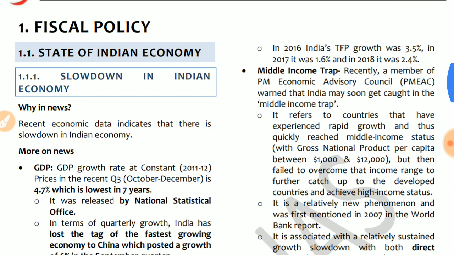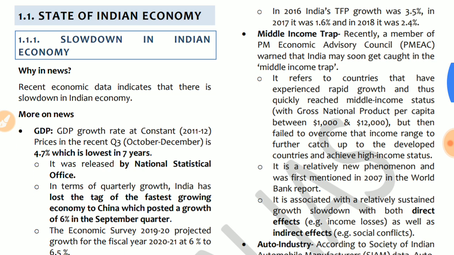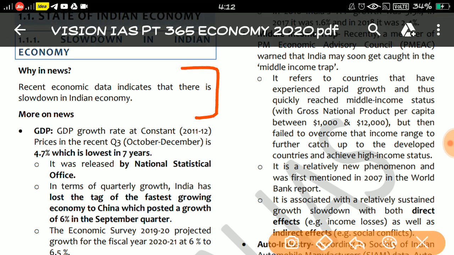Let's talk about the first important news article with respect to fiscal policy, which is the state of Indian economy. First of all, we have the slowdown in the Indian economy. Recently in the news, you must be knowing that we are growing at a very low rate. Economic data recently indicates that there is a slowdown. How can you know whether there is a slowdown or not? For understanding the slowdown, there are certain indicators that you have to look at.